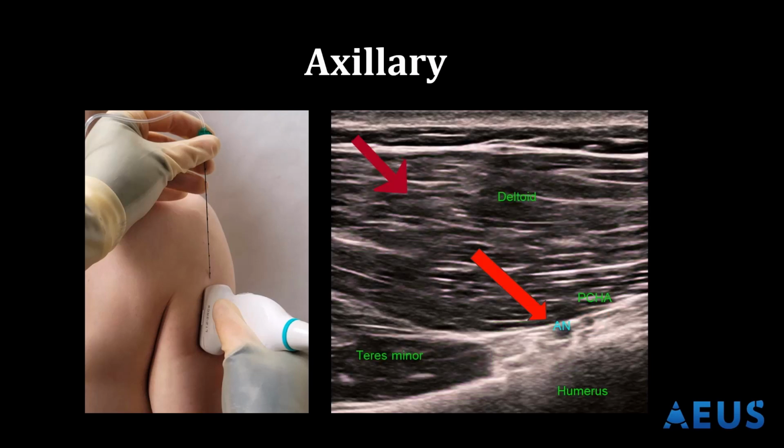Approaching superiorly, the needle travels through the deltoid muscle to deposit 10 cc's of anesthetic just adjacent to the neurovascular bundle.